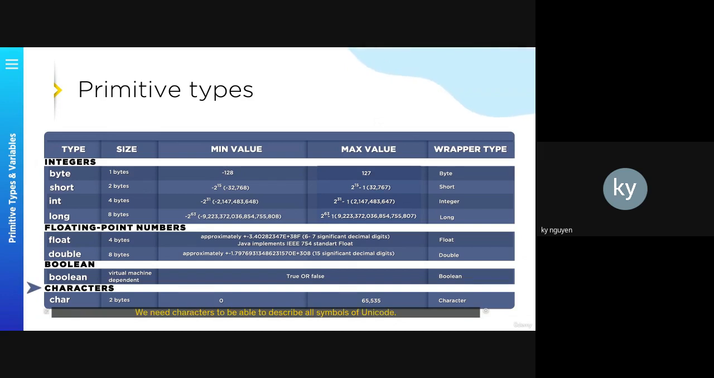Characters. We need characters to be able to describe all symbols of Unicode. Cyrillic, special characters, etc. We have 2 bytes for the char primitive type. This gives us the range from 0 to 65,535. Each value will represent the sequence number of a character according to the Unicode table. You might be wondering why the short type also has 2 bytes allocated but a different range of values. In Java you can't declare signed or unsigned variables. This is managed on the JVM level. So char has the same amount of bytes allocated, but just because it's unsigned, it has a different range.